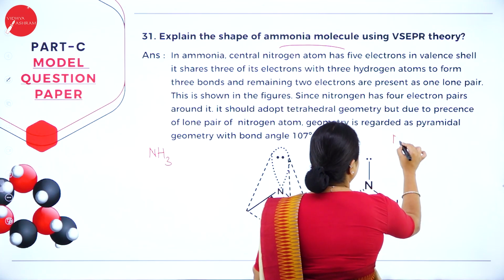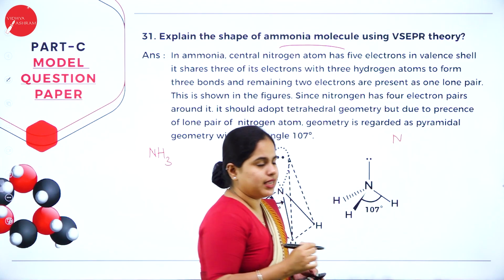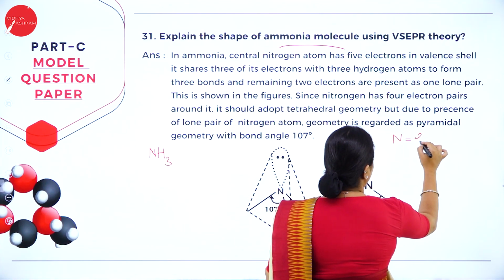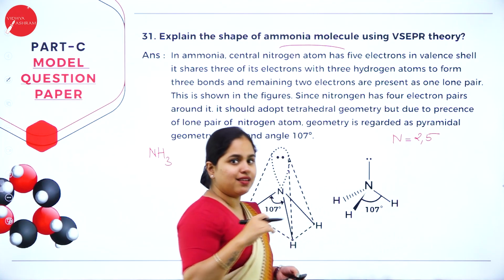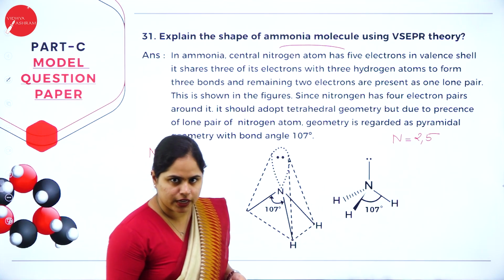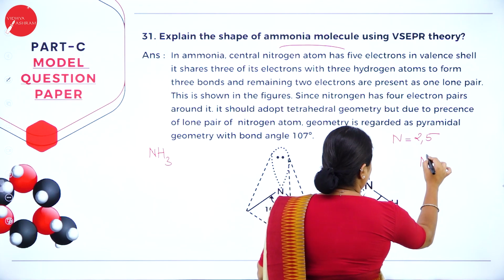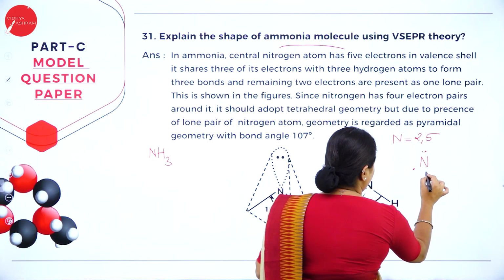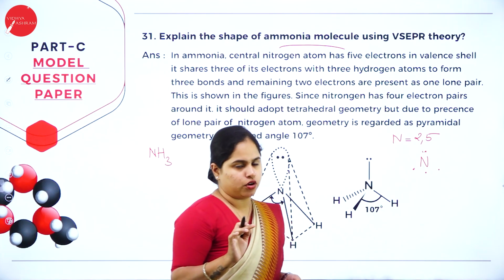Nitrogen, okay, nitrogen, we know the atomic number is 7, right? That means it is 2, 5. That means in the valence shell, how many electrons are there? 5 electrons are there, right? So 1, 2, 3, 4, 5. Total of 5 electrons, right?